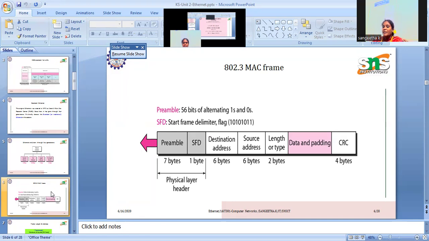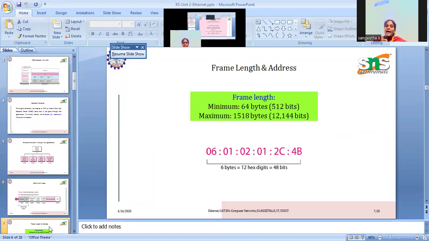The preamble is 56 bits of alternating zeros and ones, and the second field is the start frame delimiter, whose bits are 10101011. Then the destination and source addresses are added, then the length, then the original data, and finally the error detection code. The minimum and maximum frame length is 64 bytes to 1518 bytes. The source and destination addresses are 48-bit MAC, LAN or Ethernet addresses.